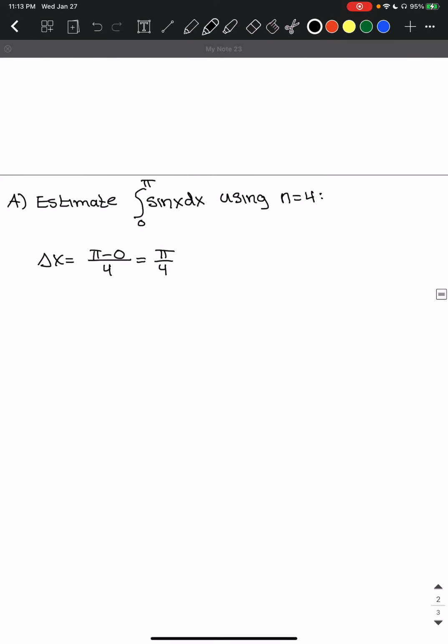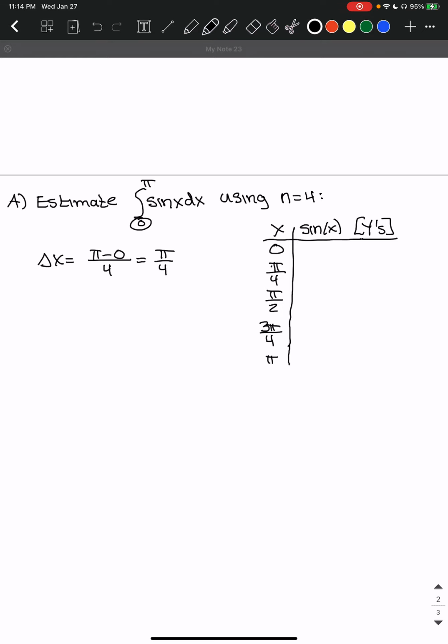So I'm going to make a table where I have x here, and then I have sine of x, which is going to form our y's, I should say. Okay, so I start out at 0. That's the beginning of my interval. I end at pi, and my delta x is pi over 4. So I add pi over 4 to 0. I add pi over 4 here. I add pi over 4 again. And I end at pi, and you'll note that we have exactly 4 trapezoids, which is perfect.